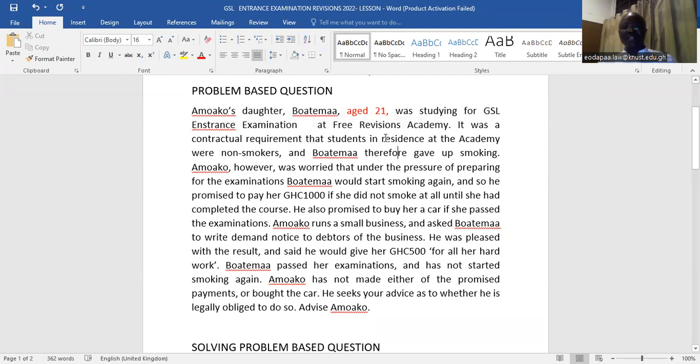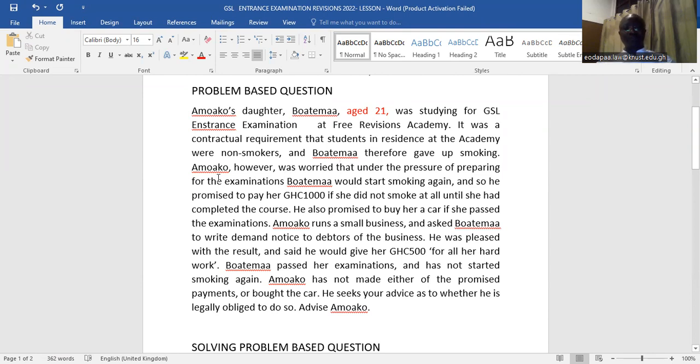It was a contractual requirement that students in residence at the academy were non-smokers. And Boatemaa therefore gave up smoking. Is there any issue? So now you notice that because we've come across contractual requirements that students, so the 21 now will become relevant, because being at the Free Revisions Academy as a student, you have a contract with the institution that you are not going to smoke. Okay, so that brings up the issue whether Boatemaa, being 21, had capacity to enter into contract with the academy not to smoke, so to speak.